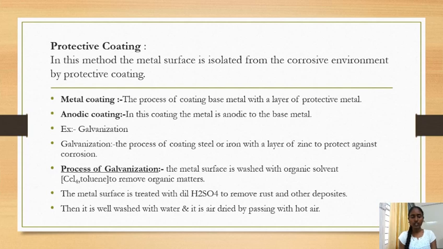In the process of galvanization, the metal surface is first washed with an organic solvent such as CCl4 or toluene to remove organic matter. The metal surface is then treated with dilute H2SO4 to remove rust and other deposits. Then it is well washed with water and dried by passing hot air.